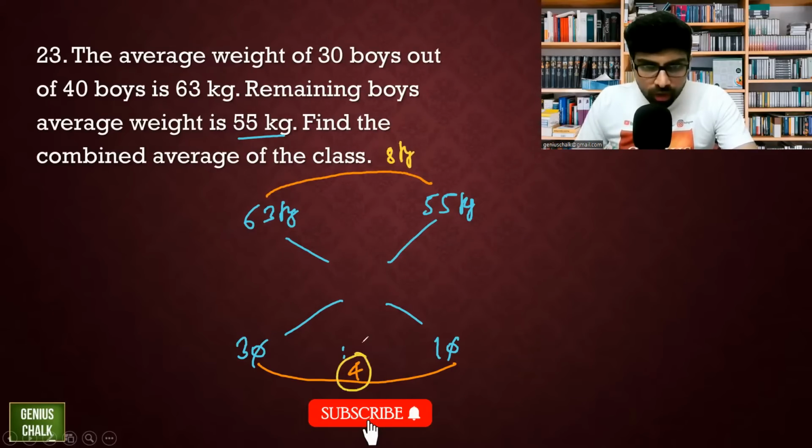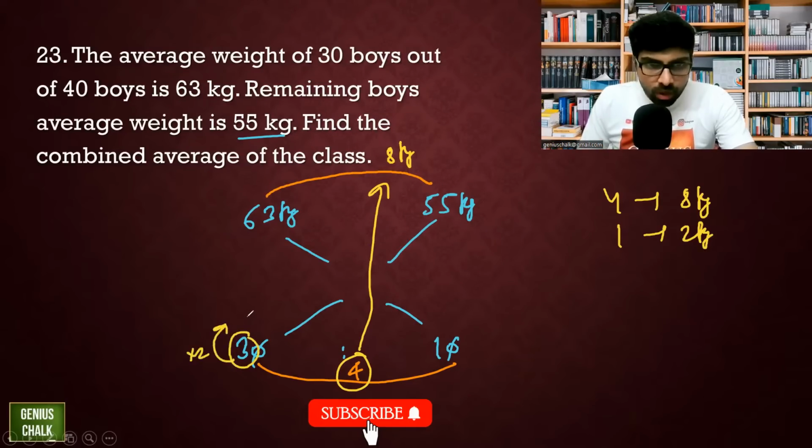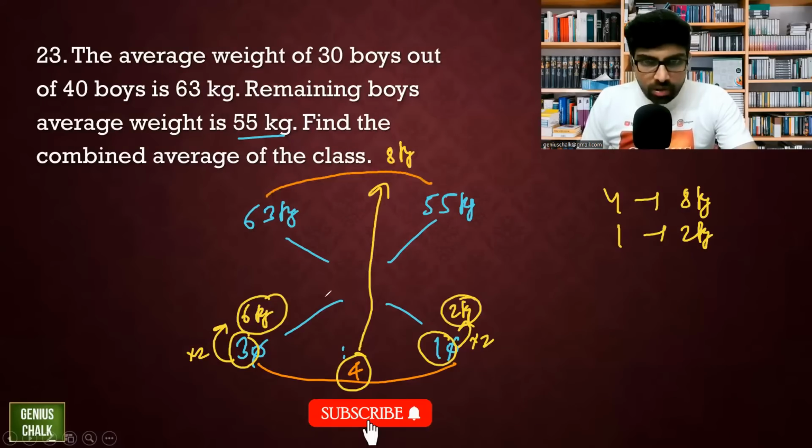Now, this 4 units is actually equal to 8 kg. So 4 units is equal to 8 kg, so 1 unit is equal to 2 kg. So basically this 3 is multiplied by 2, it becomes 6 kg. This 1 is also multiplied by 2, this is 2 kg. Now, this is 6 and this is 2. This must be less than 2, so this must be 61, and 55 plus 6 is also 61.